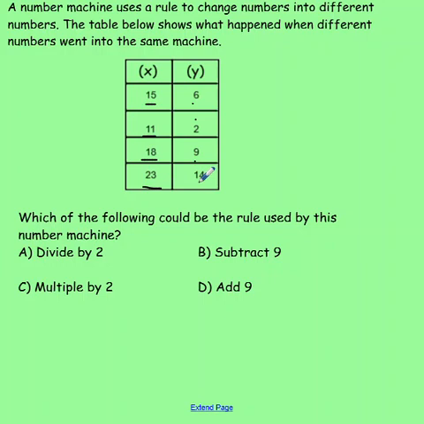Are the numbers getting bigger or smaller? They are getting smaller. To make a number smaller, I have to either subtract or divide. Multiplying makes them larger, adding makes them larger. So which of those two rules applies to all of the examples? You should already have this one circled. This one is the one that applies to every example. 15 minus 9 is 6, 11 minus 9 is 2, 18 minus 9 is 9, 23 minus 9 is 14.